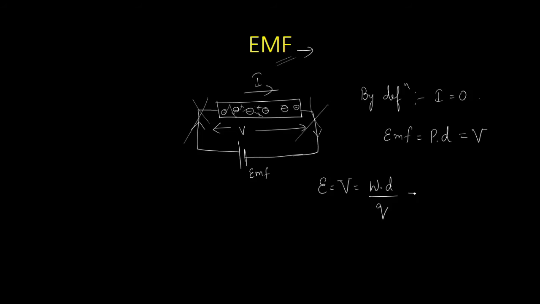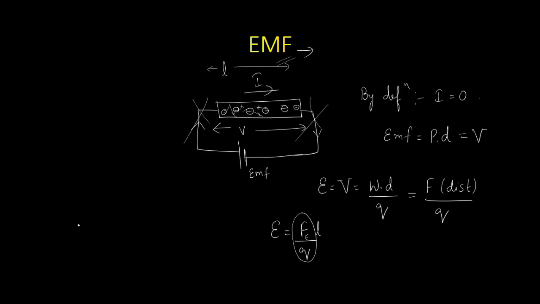So what is work done? The formula for work is force into displacement. So force into displacement divided by Q. Now using this, I can write the formula for EMF. So EMF can now be written as force, and if I say the length of the conductor is L, the displacement can be written as L, divided by charge. But if you observe carefully, what is F by Q? F by Q is nothing but force per unit charge.